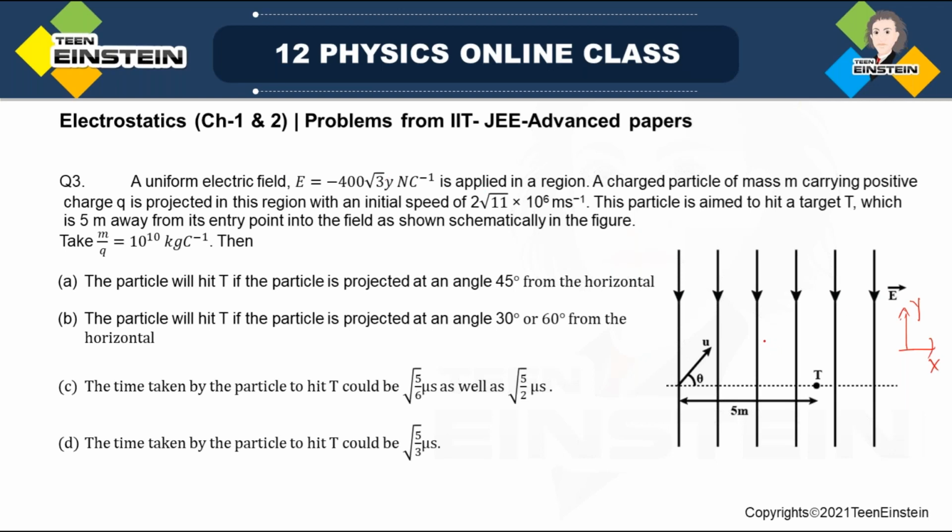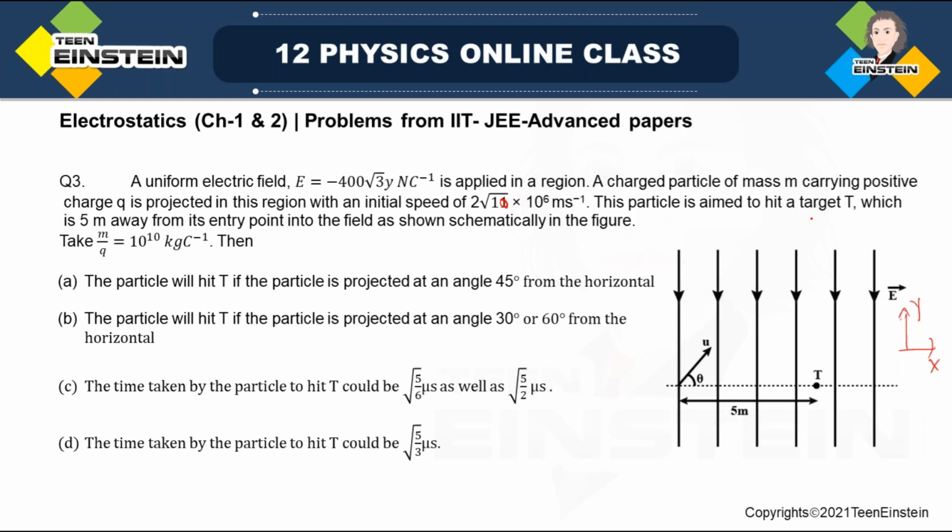Anyway, a charged particle of mass m carrying positive charge small q is projected in the region with an initial speed 2 root 10, not root 11, this is root 10, 2 root 10 into 10 to the power 6 meter per second.